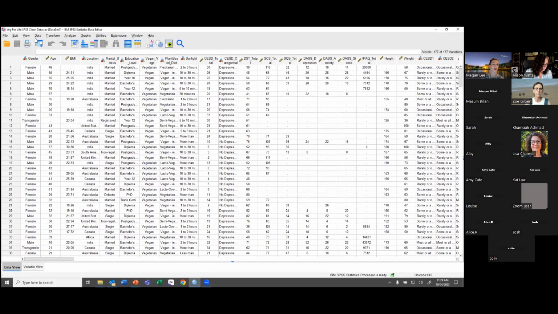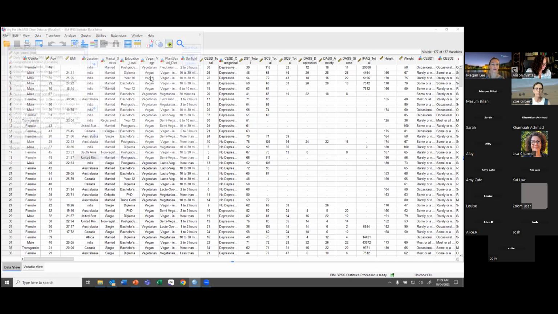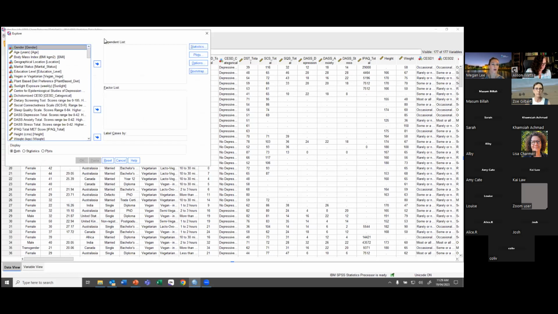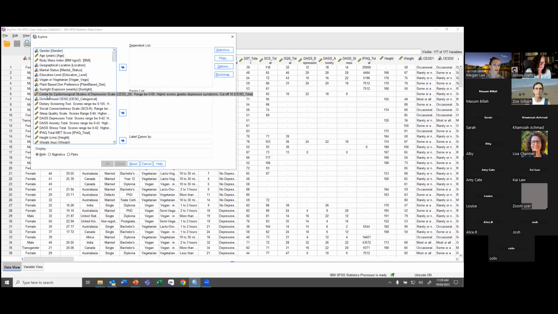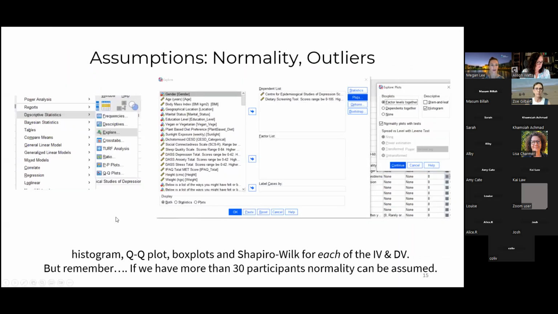So let's do that. To run assumptions testing, you want to go to Analyze, Descriptive Statistics, and Explore. And in Explore, we want to put both the Center for Epidemiological Studies Depression Scale Total and the Dietary Screening Tool, which is measuring diet quality, into the Dependent List, just like here. So Descriptive Statistics, Explore, and then you've got your two in here.